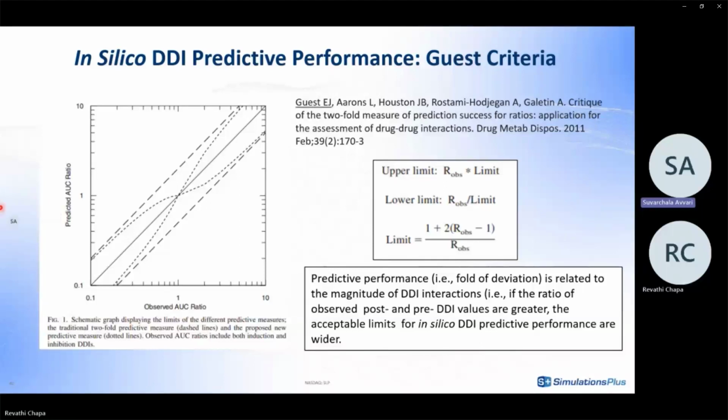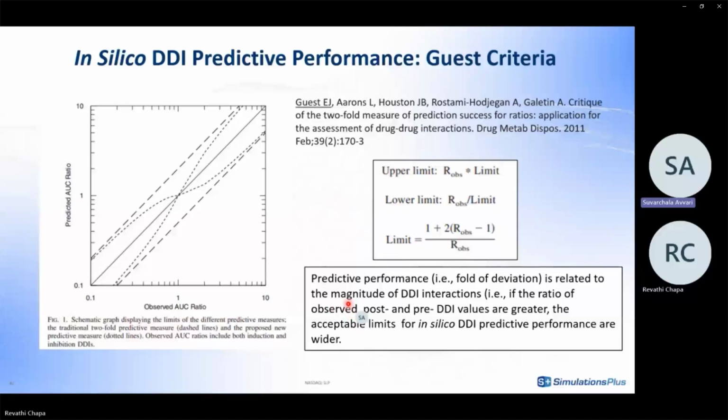Therefore, the study conducted by Guest and his group proposes an alternative and more logical method to assess the prediction success with the variable prediction margin depending on the particular AUC or the Cmax ratios. This method is applicable for assessment of both induction and inhibition related algorithms. And the study also addressed the importance of prediction accuracy and performance in the region below twofold change in Cmax and AUC from the regulatory point of view.